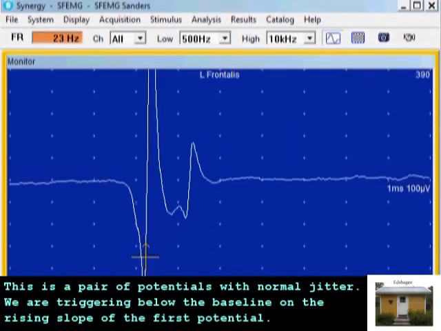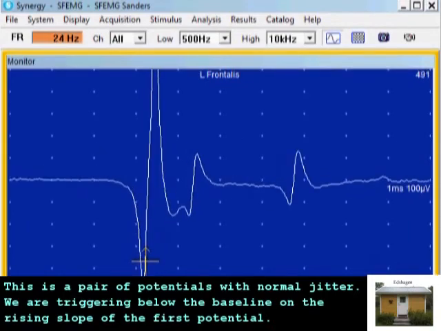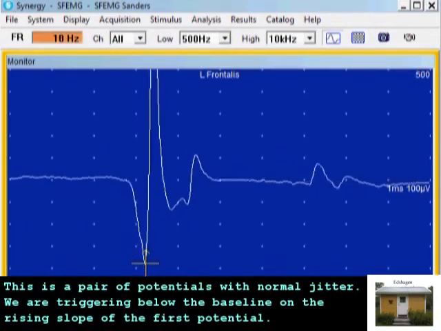Here's a pair of potentials with normal jitter. We're triggering below the baseline on the rising slope of the first potential.